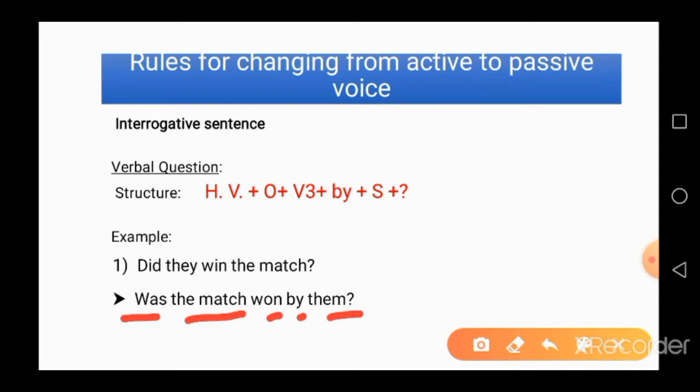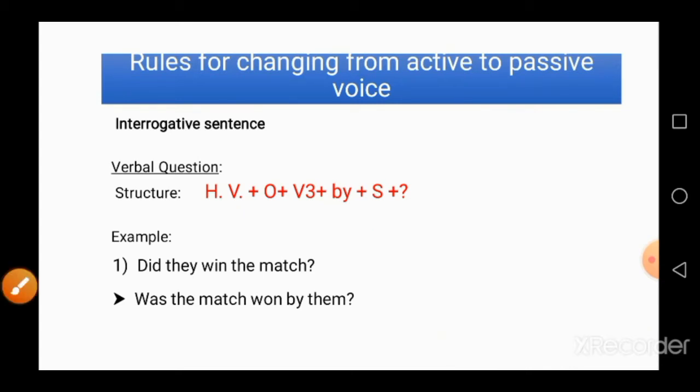The only difference between passive voice of assertive sentence and passive voice of verbal sentence is, in assertive sentence object is first and after that helping verb, but in verbal sentence we take a helping verb first and then object and finally a question mark. That is when we change passive voice of verbal question.